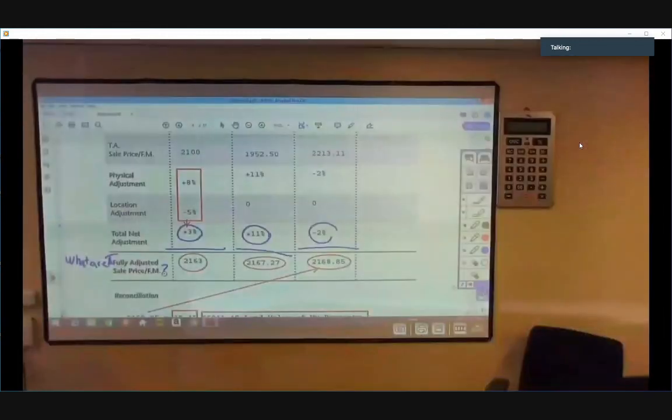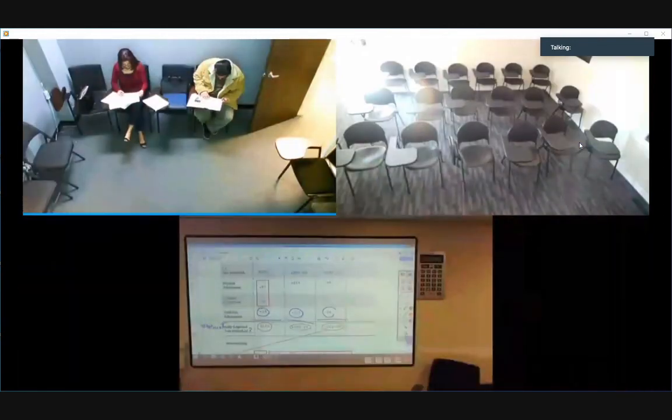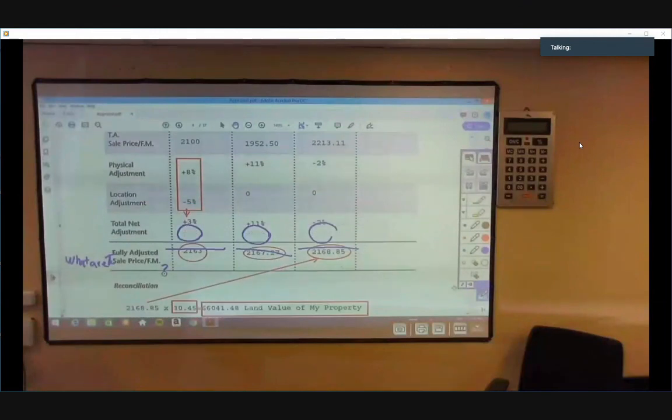Can I continue? So now, which one are you going to choose to use for your property between the three? So the most recent one, am I correct? So go to the first page of the handout. Find what is the frontage of your house. So for your land, what is the frontage for your property? 30.45, yeah? Did you find that number?